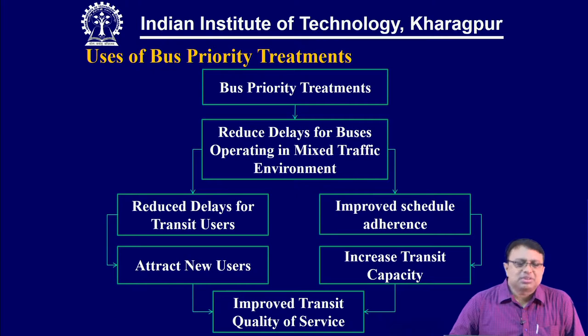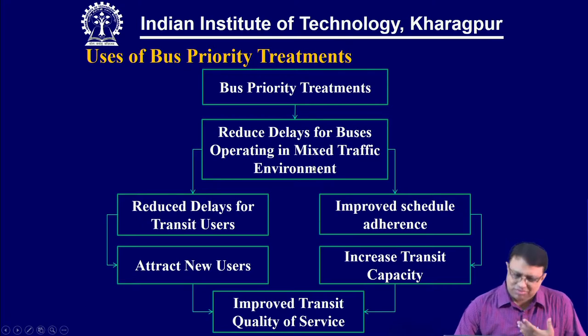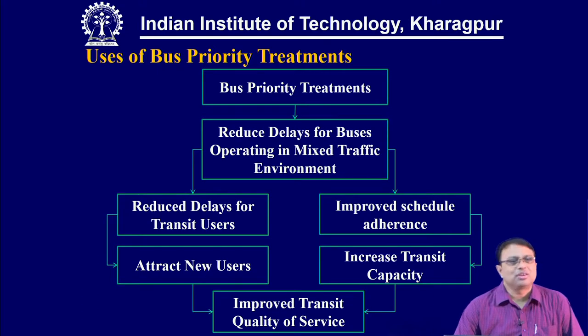But before that, we say why we go for the bus priority treatments, because primarily it reduces delay for buses operating in the mixed traffic environment, which has, in a way, two primary impacts. One is it reduces delay for transit users. So it benefits users, makes the bus system more attractive, and especially our society is highly heterogeneous.